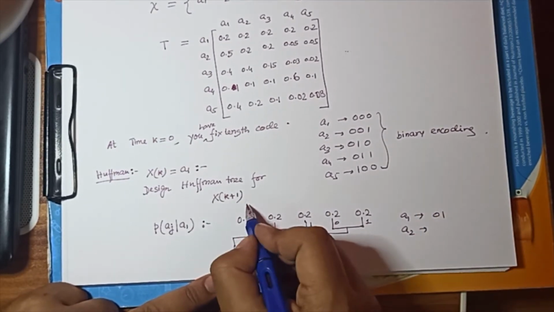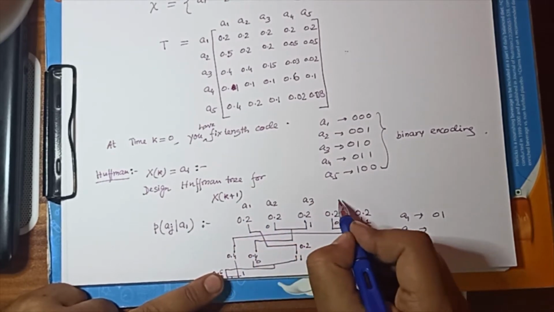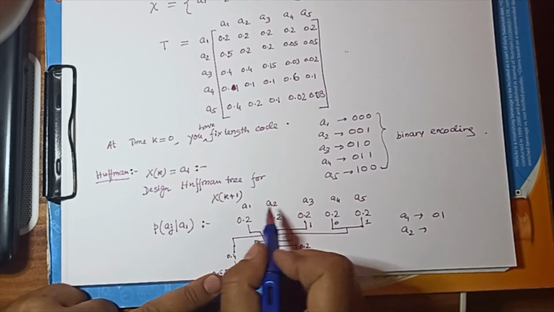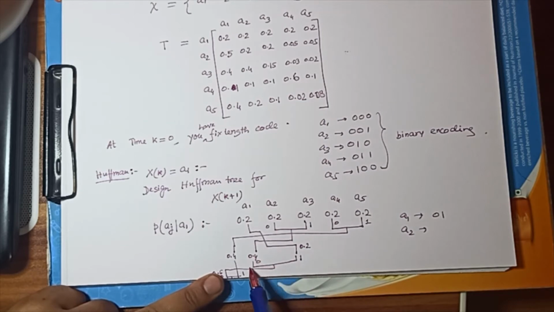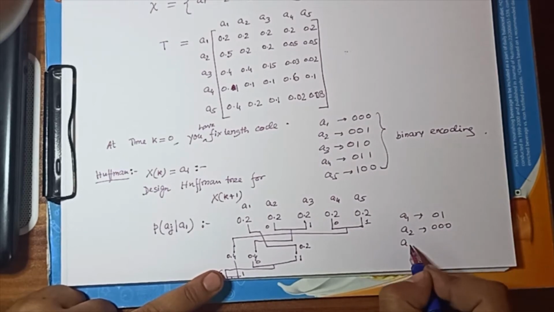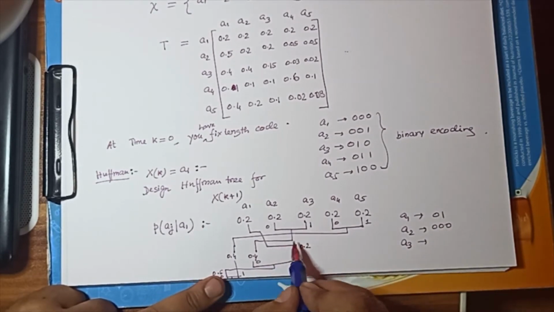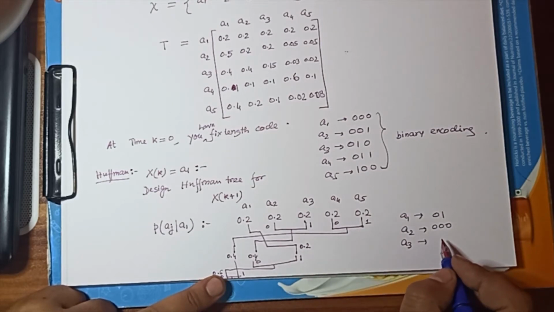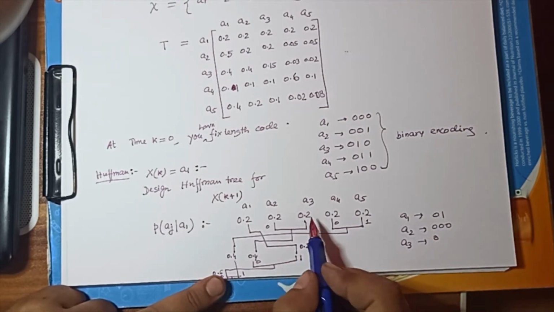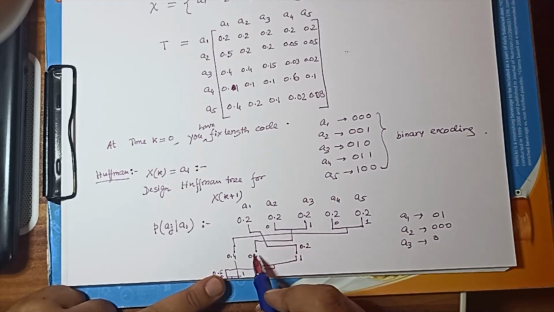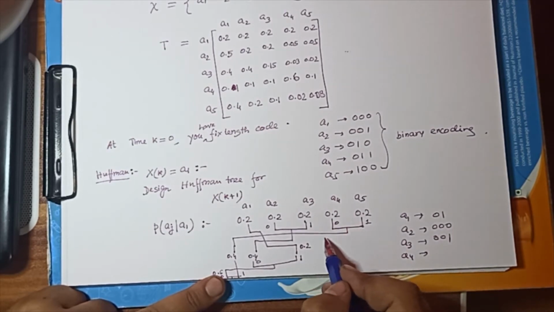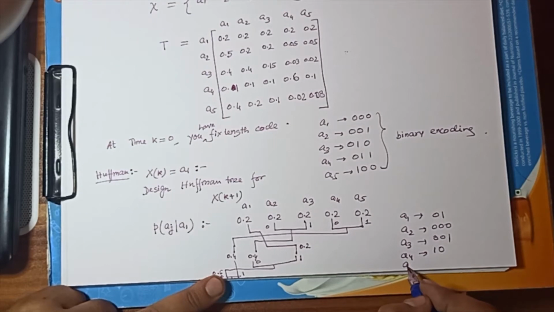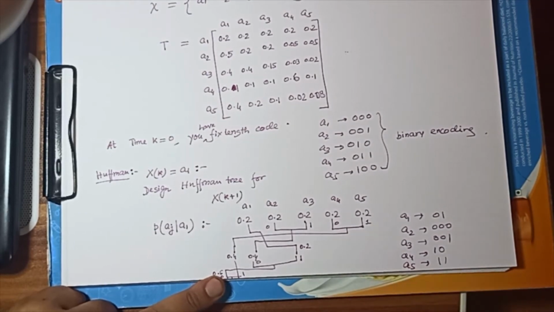A2 will have, this is A1, this is A2, this is A3, A4, A5. This is the next symbol. A2 will have 0 0 0. A3 will have 0 0 1. A4 will have 1 0, A5 will have 1 1. So that's the tree. That's the tree.